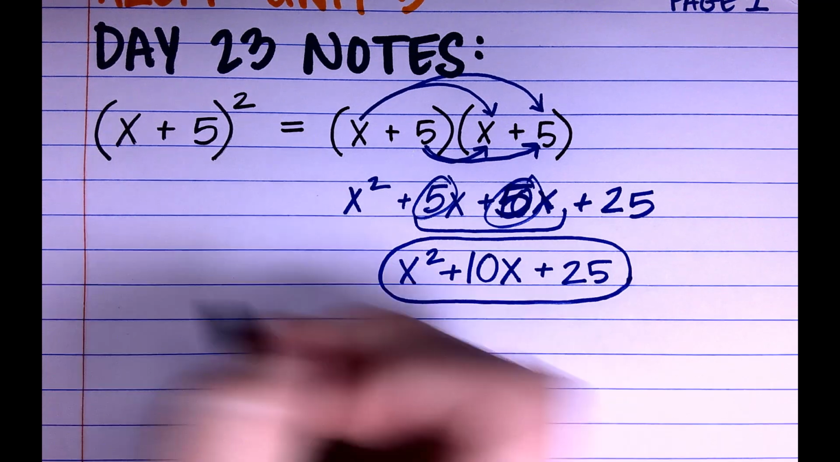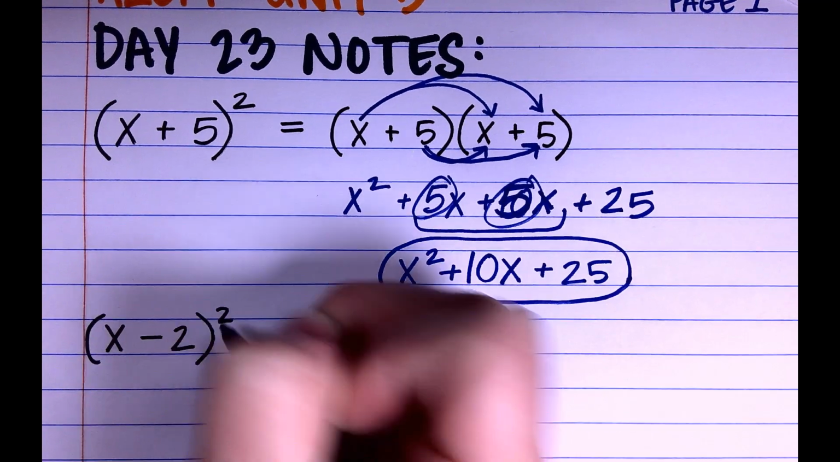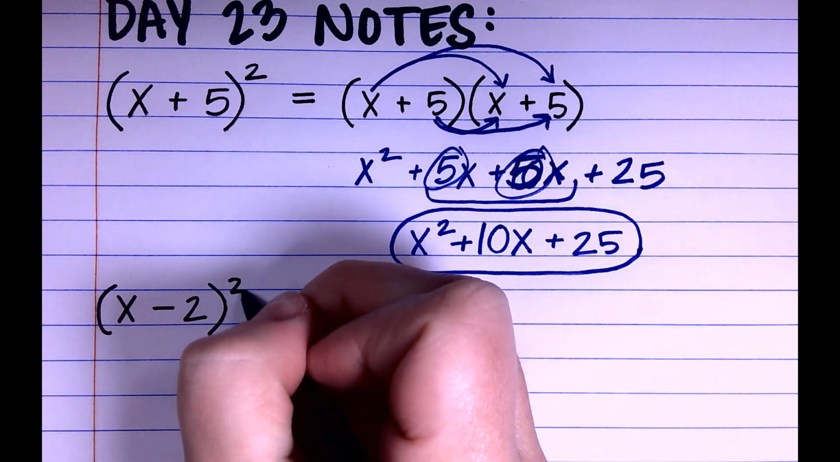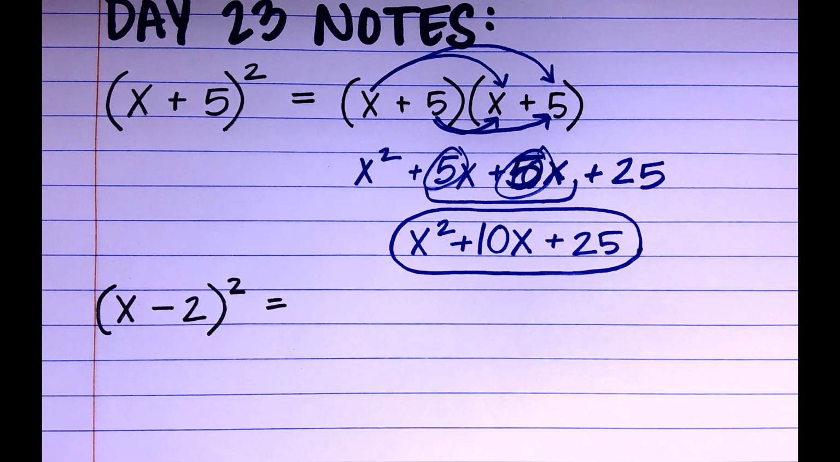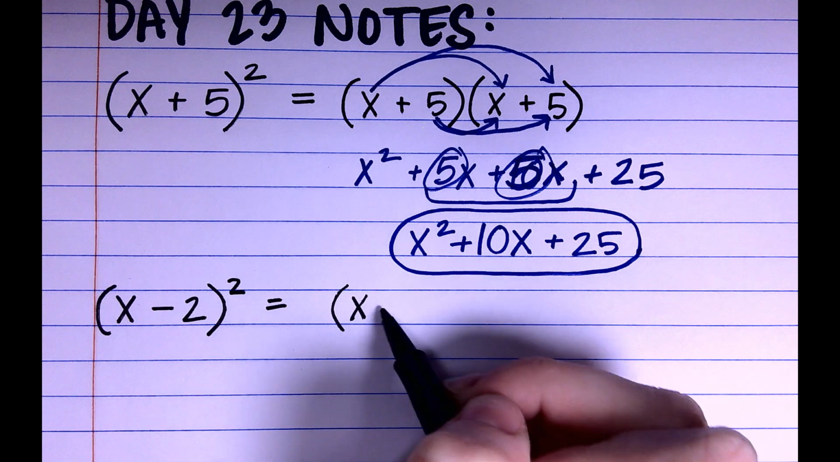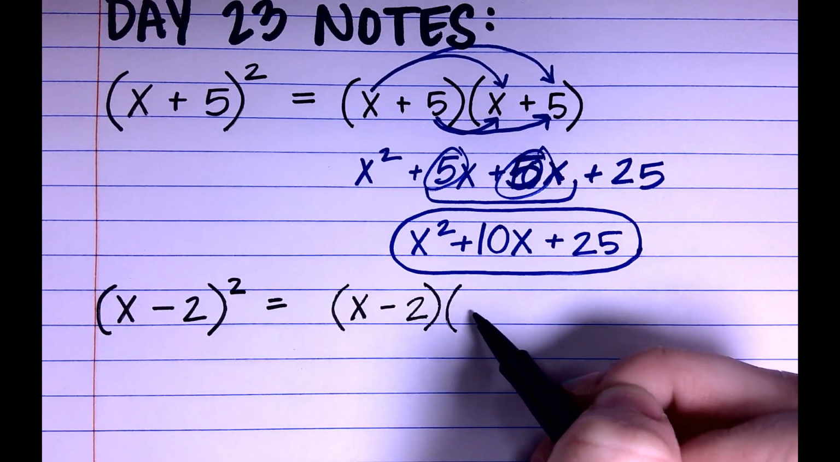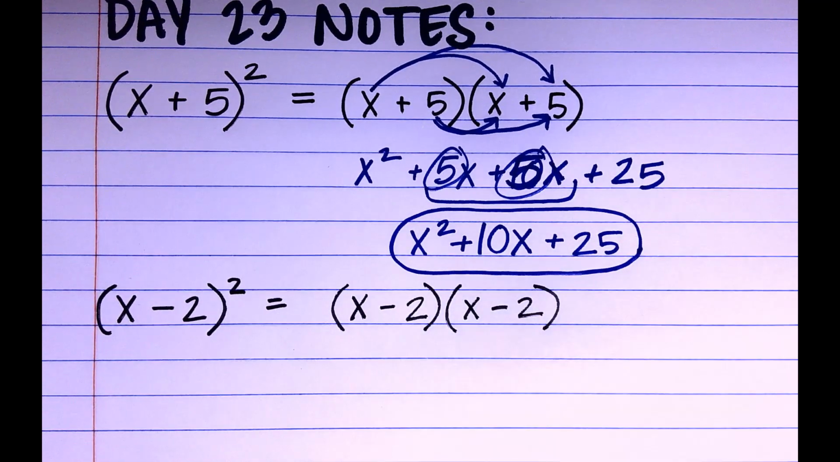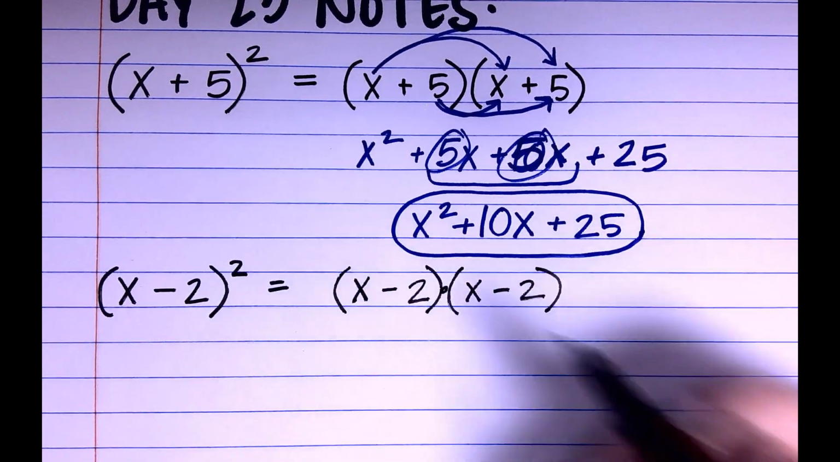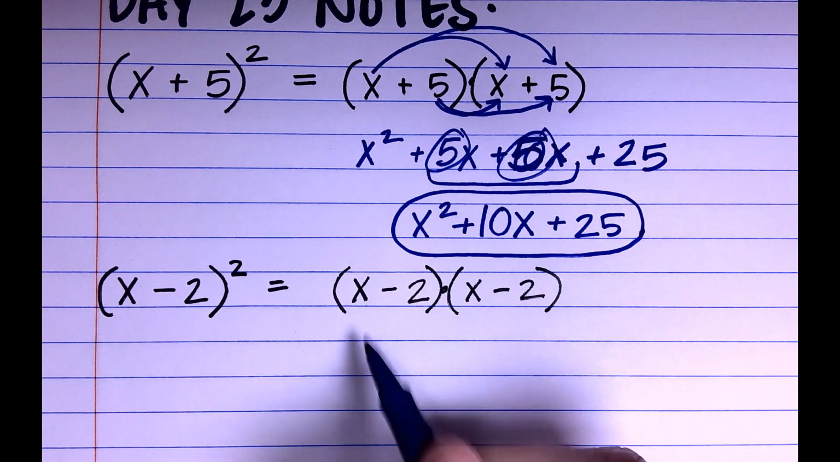So how about this? What if I gave you x minus 2 squared? Can you do that? So x minus 2 twice. We're going to multiply it to itself. X minus 2 times x minus 2. That's all we're doing. We're multiplying things by themselves. So let's do this one.